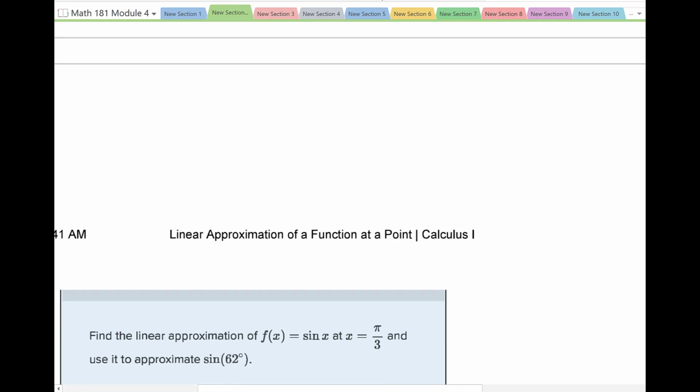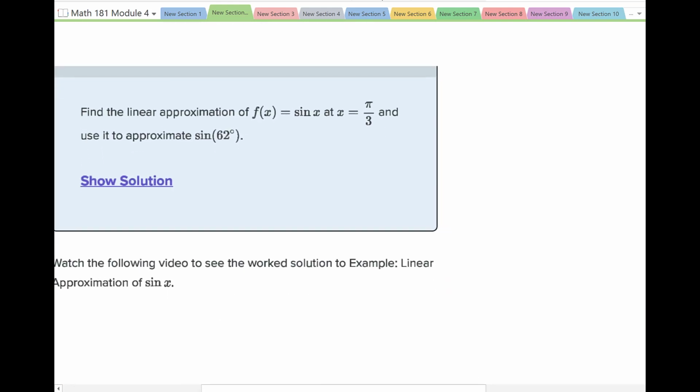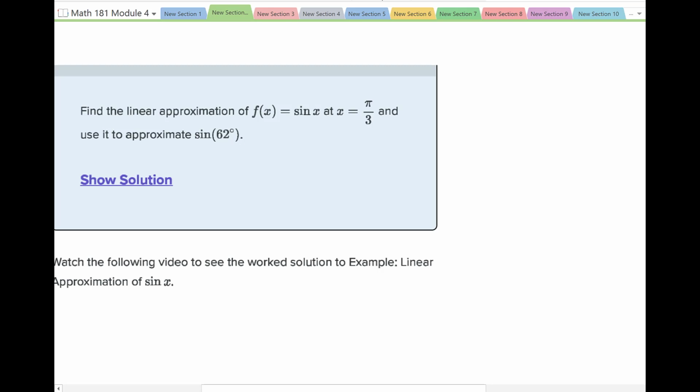We got linear approximation of a sine here. So find the linear approximation of f of x equals sine of x at x equals pi over 3 and use it to approximate sine of 62. So I did this kind of in 2 steps. Just recall that pi over 3 radians is equal to 60 degrees. And then we'll do the conversion. And remember, our conversion to go from degrees to radians is you multiply degrees times pi over 180. And that's where you get radians. Okay.